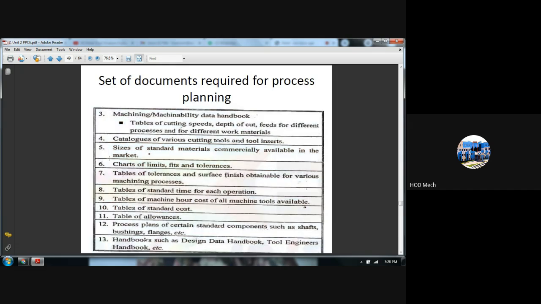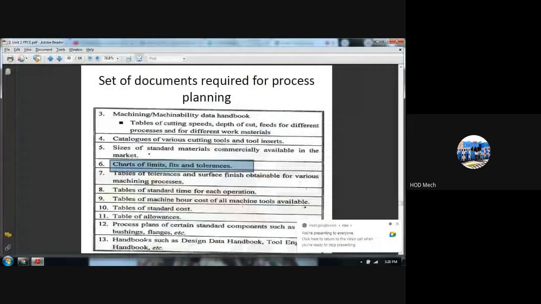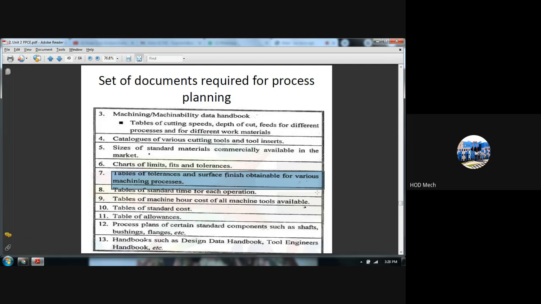Then comes charts of limits, fits and tolerances. You should have these charts of fits, tolerances and limits along with you. Then you have tables of tolerance and surface finish for various machining processes. What is the tolerance level of different machining processes? If you do a particular sequence of operations on a machine, there will be a tolerance limit for that particular machine. That is the machine's output, and beyond that you cannot expect more.